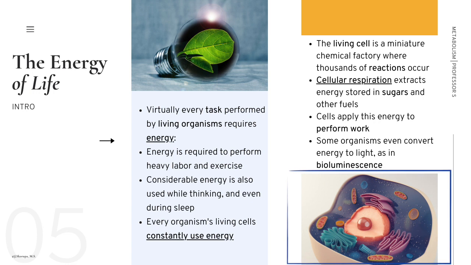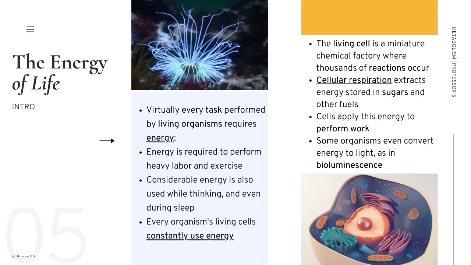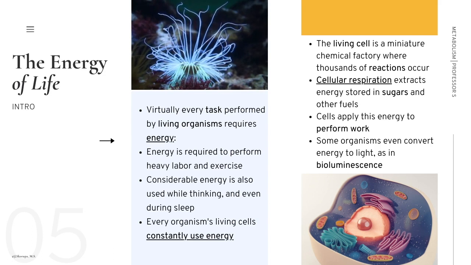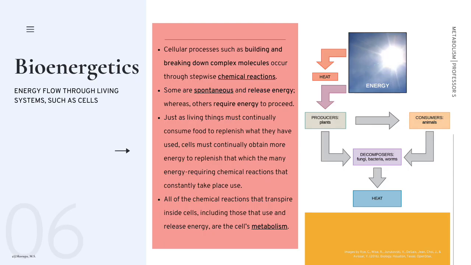The living cell is a miniature chemical factory where thousands of reactions occur. In animals, a complex process called cellular respiration is able to extract energy that's stored in the foods we eat, like sugars. And we'll talk all about that in the next lecture chapter. Cells apply this energy to perform work. Some organisms even convert energy to light, as in bioluminescence.